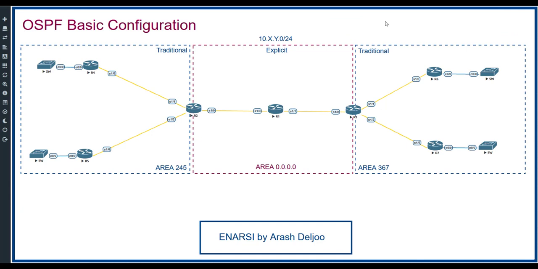This is our OSPF scenario. We want to configure the OSPF in this scenario. As you can see, we have 7 routers, router 1 to router 7, and also we have 3 areas: backbone area 0, and also 2 non-backbone areas, area 245 and area 367. Here we have serial interfaces, and also here we have some LANs. I'm going to configure the IP addressing and then OSPF. Many of the features of OSPF will be implemented in this scenario.